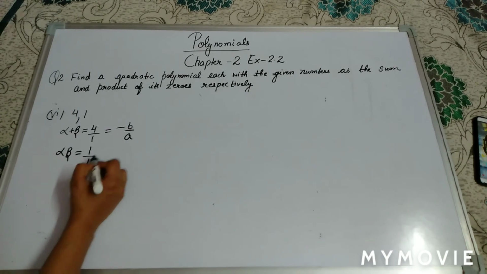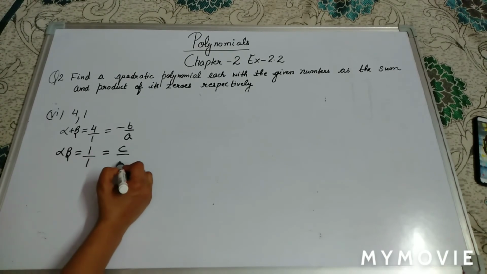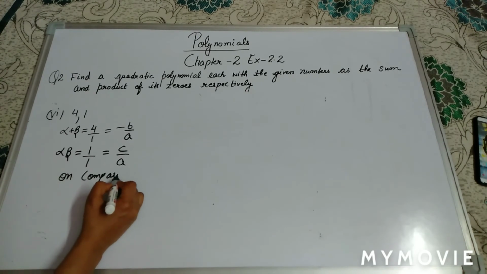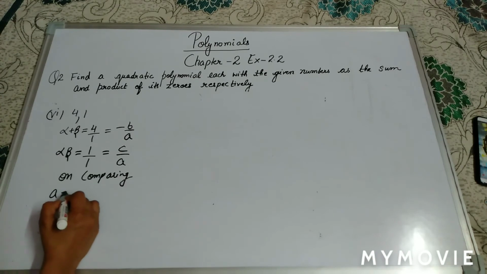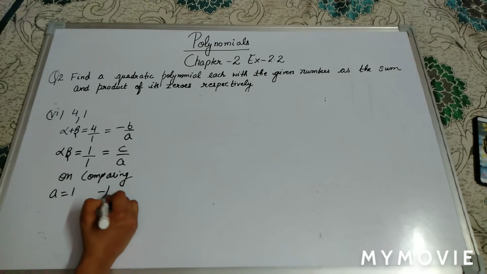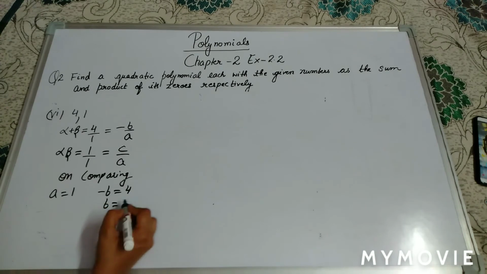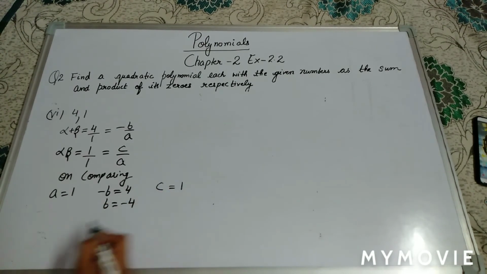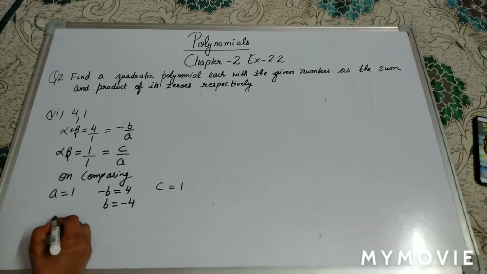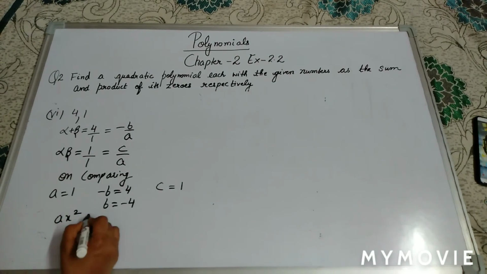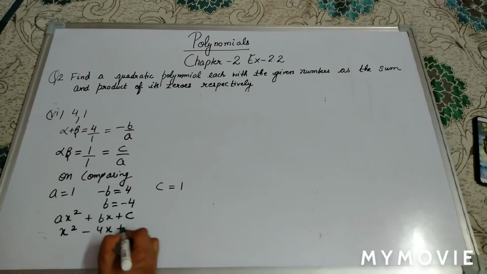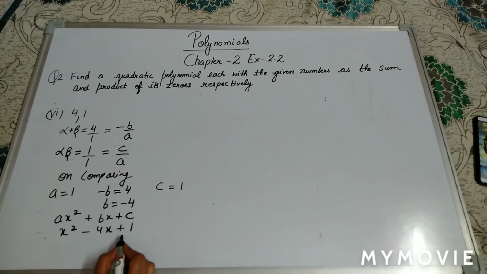In the denominator, what will you take? 1, which is equal to product of zeros, which is c by a. Now on comparing the values, what you will get: the value of a is equal to 1, the value of minus b is 4, so the value of b will be minus 4, and the value of c is equal to 1. So put these values of a, b and c in the quadratic equation ax² plus bx plus c. What you will get? x² minus 4x plus 1. So this is the final quadratic equation.